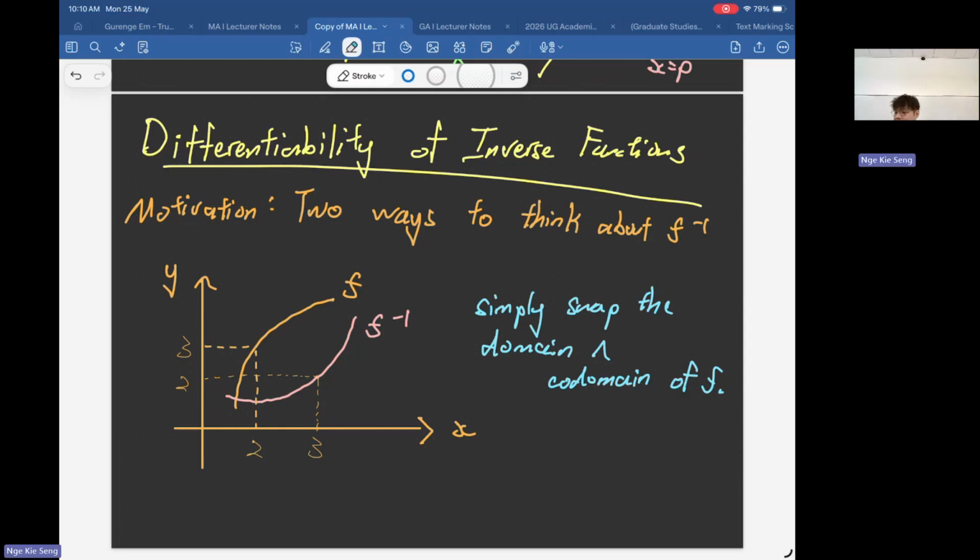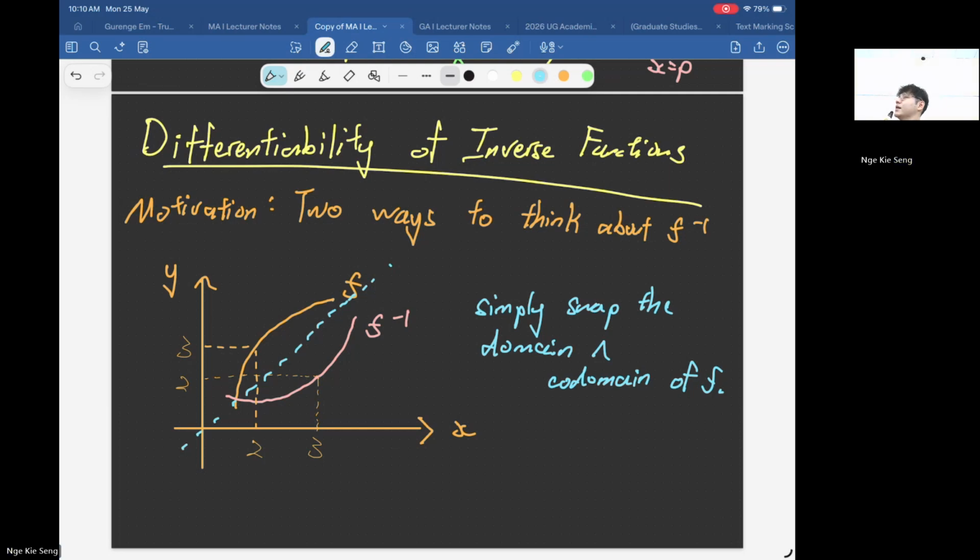Okay. So doing flipping is actually doing a reflection. You are actually doing the reflection along the y equals x axis. Yeah. So this is how you get the inverse function geometrically or pictorially. So if we look at the tangent line, or the derivative at any point, you can see that it also gets reflected.